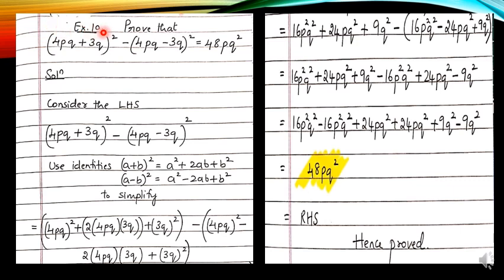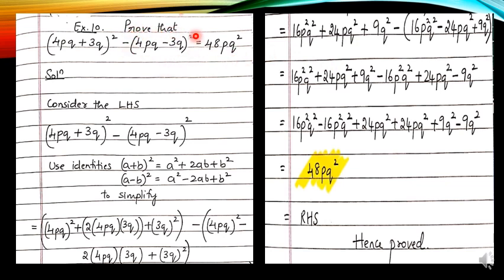Next example is very interesting. See the question. Prove that 4pq plus 3q the whole square minus 4pq minus 3q the whole square is equal to 48pq square. They have already given the answer. So what you should do is you should show that your answer is also same. That is what you are going to prove and show.